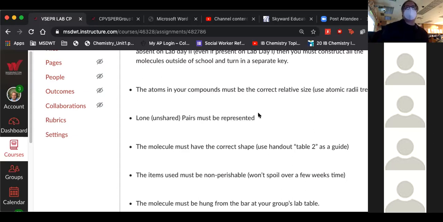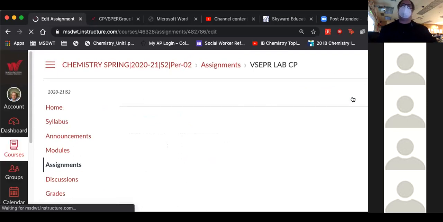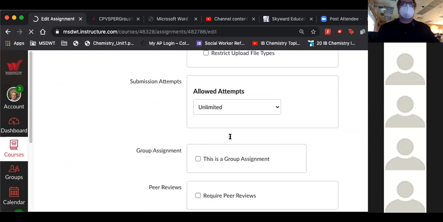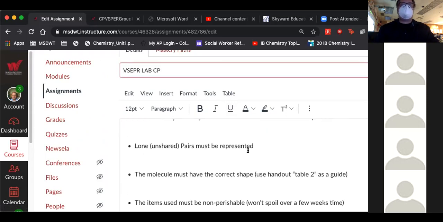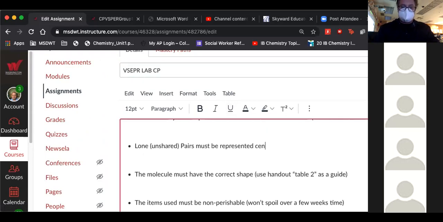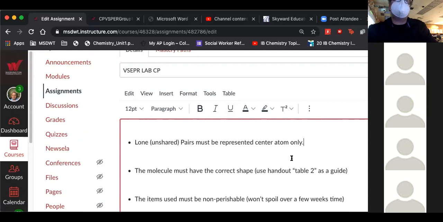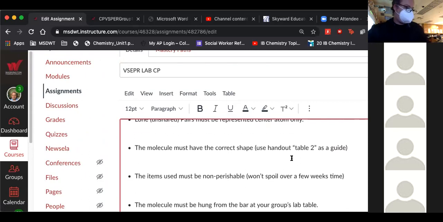Lone pairs must be represented. I'm going to put on the center atom only. So I don't really care about lone pairs on the outer atoms because that gets hard. The center atom only. So that means that if you are dealing with this molecule right here, you would put the lone pairs on the central one, but you don't have to worry about it on all the other ones on the outside. Correct shape. So table 2 is that last table at the back.